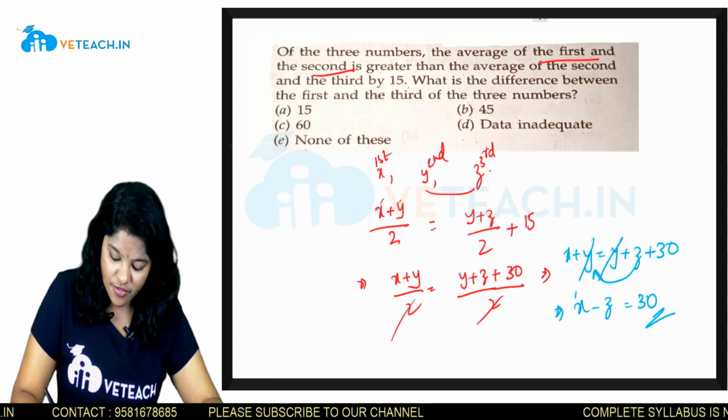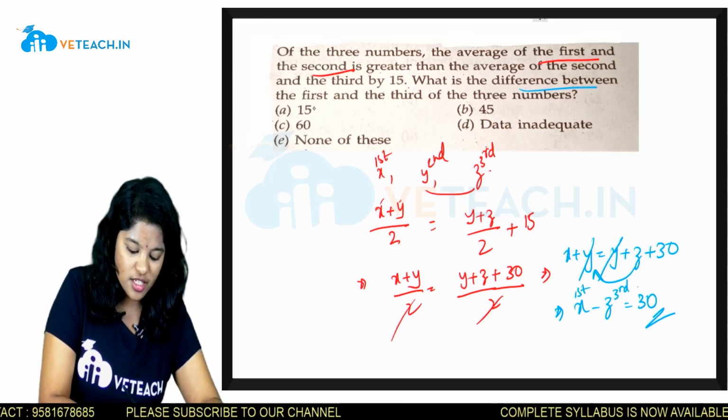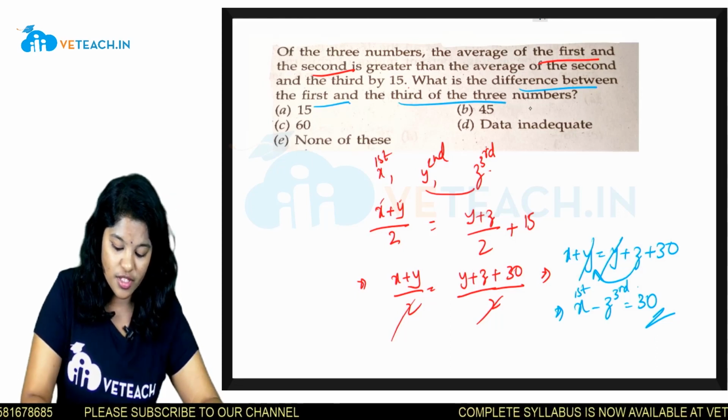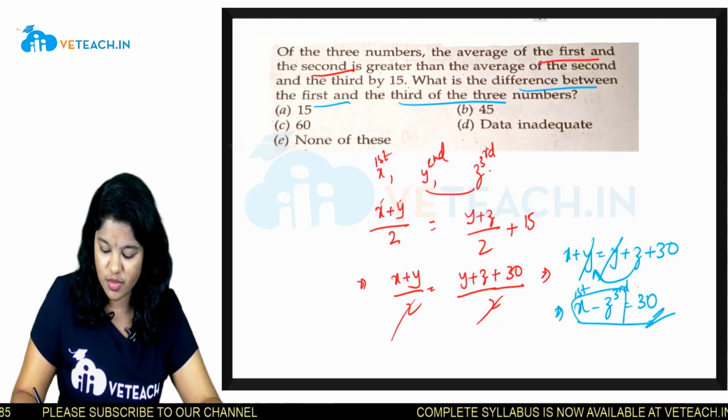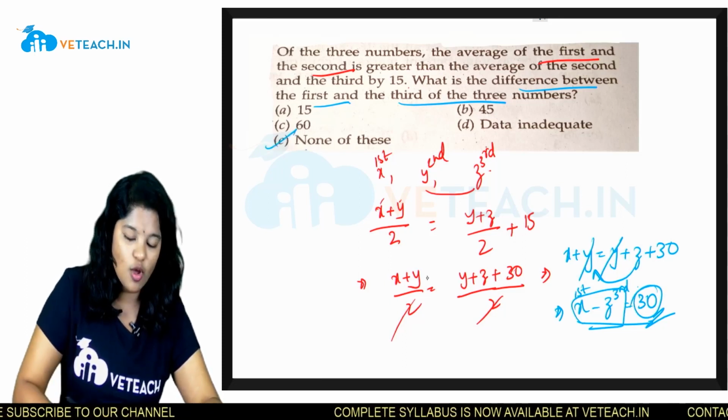So this is the first number and this is the third number. They asked in the question to find the difference between first and third of the three numbers. So this is nothing but the X minus Z value, that is equal to 30. Here none of these, option E is our correct answer.